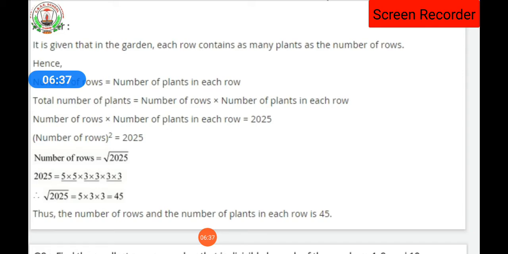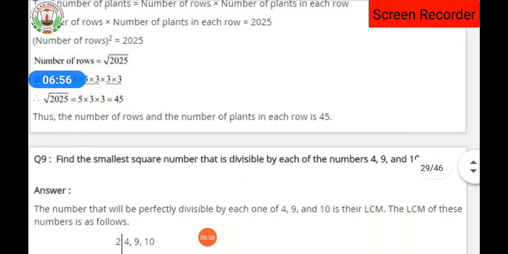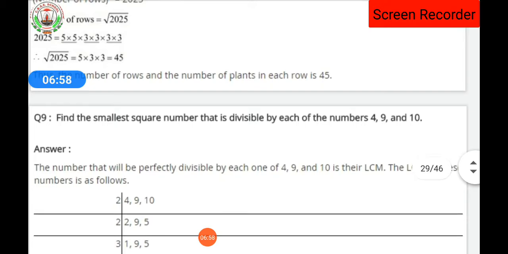As it is very clearly said that the total number of plants will be equal to the number of plants in each row as well as the number of rows. So 45 plants were planted in a row, and 45 in each row, and the total number of rows is 45. Clear everyone? Moving towards the next question, question number 9.